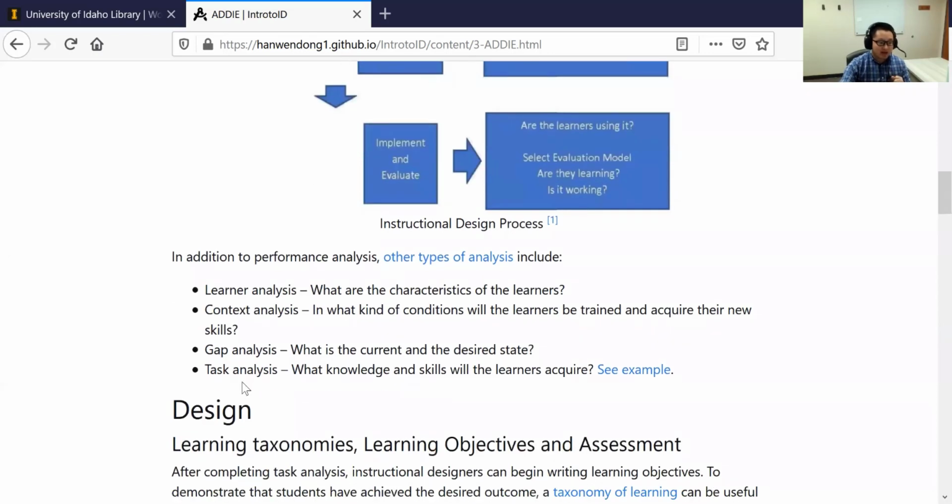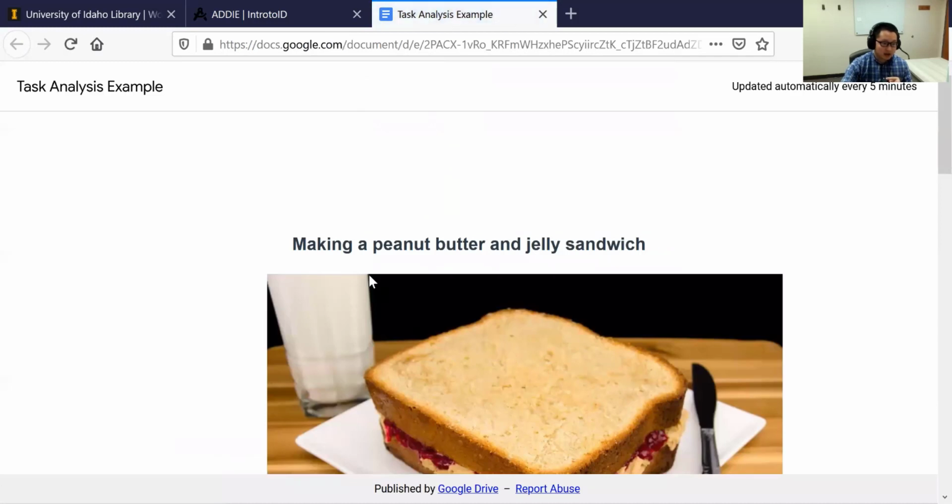And lastly, we have task analysis. Once we receive approval to move forward with our projects, we are ready for our task analysis. This is where we organize the tasks into high and low level knowledge and processes. One example I attach here is how to make a PBJ sandwich. This is an example I use. This was a graduate level class assignment.